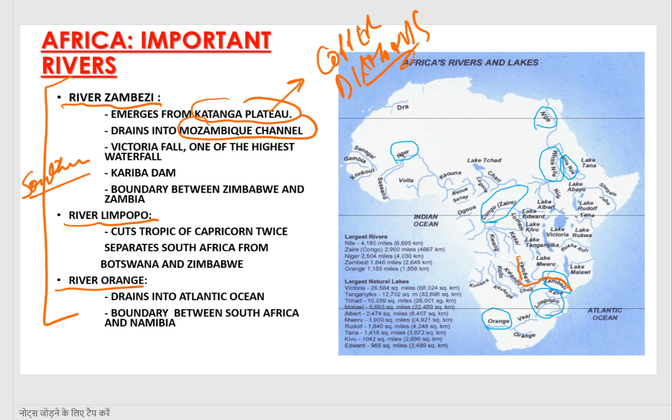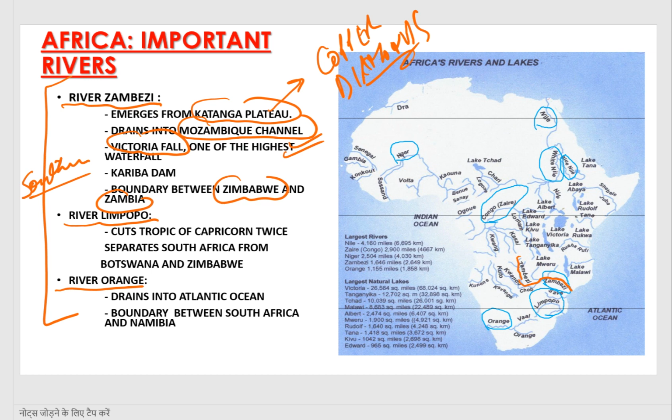And one of the highest waterfalls of the world, the Victoria waterfalls, lie on the Zambezi River. It also forms a boundary between two countries, Zimbabwe and Zambia. We are going to see this in the next video, that is Africa political features. So point to note here is river Zambezi comes out from the Katanga Plateau, drains into the Mozambique Channel, and Victoria Falls are on river Zambezi.